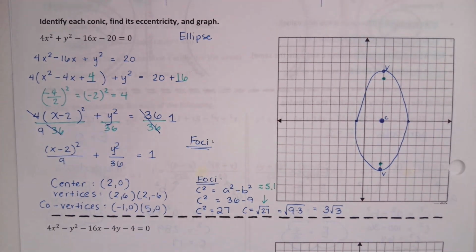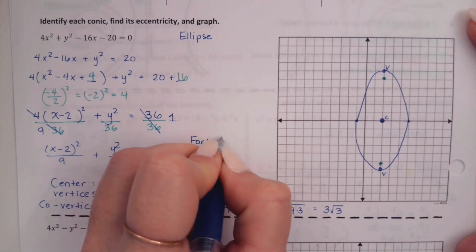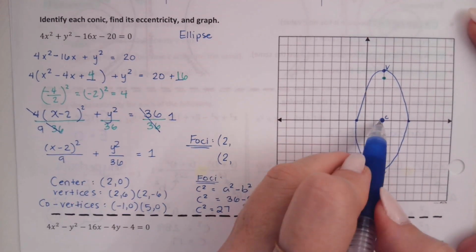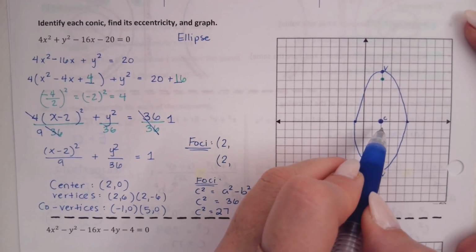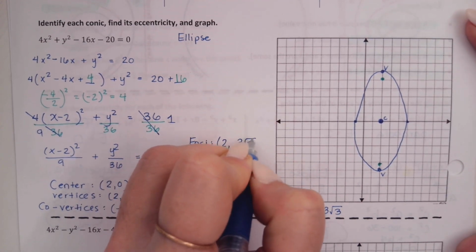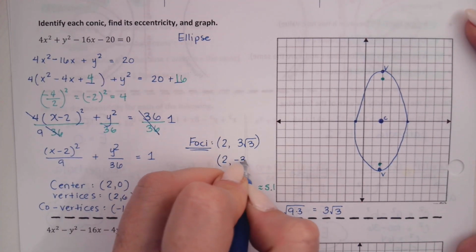Remember, when you write their ordered pairs, write it using the square root, the 3 square root of 3. So for both of them, we went 2 to the right. So they both start with 2 comma something. Okay, and then we were at 0 and we went up 3 square root of 3, so it'd be a positive 3 root 3. And then for the other one, we went down 3 root 3.